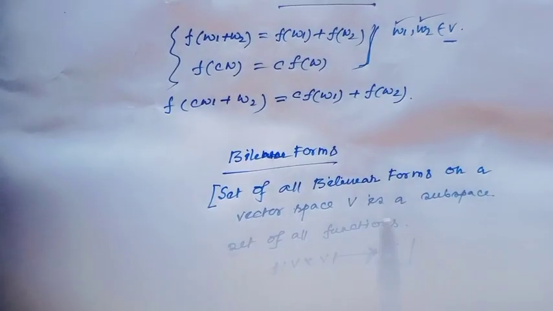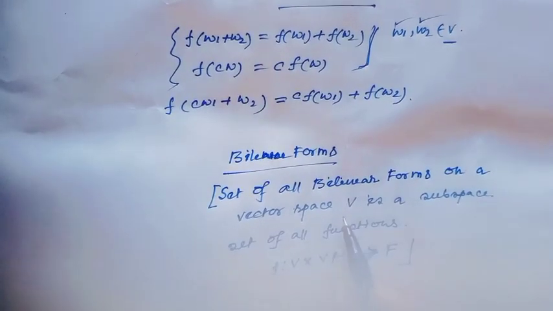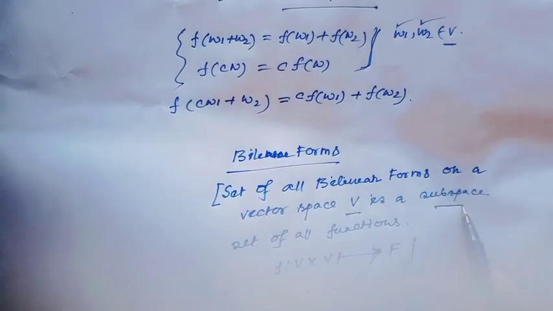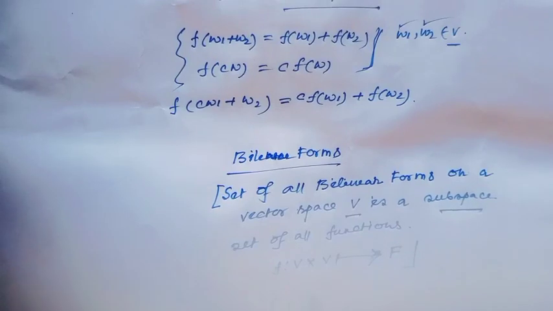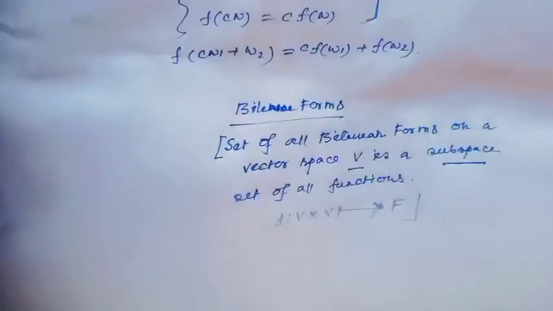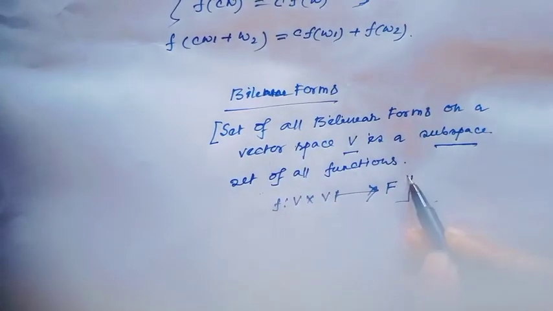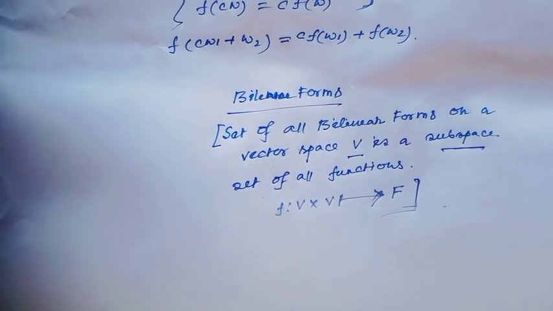Actually, the set of all bilinear forms on a vector space V is a subspace, which is actually the set of all functions which map from V cross V to the underlying field F. This is the actual idea of bilinear form.